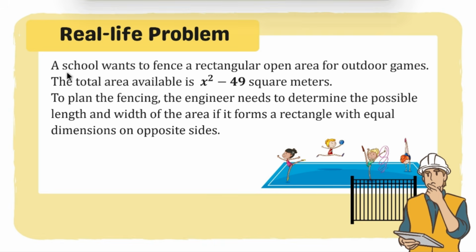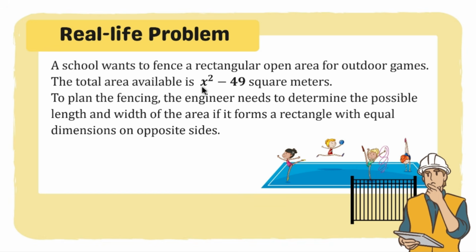We have here a school wants to fence a rectangular open area for outdoor games. The total area available is x squared minus 49 square meters. To plan the fencing, the engineer needs to determine the possible length and width of the area, if it really forms a rectangle with equal dimensions on opposite sides.